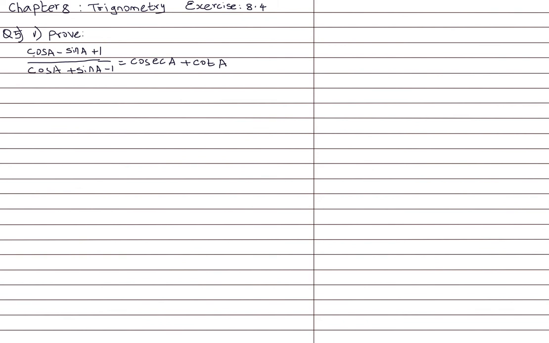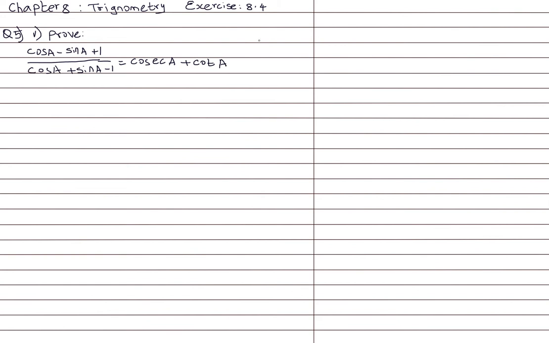In the left hand side there are only sin A, cos A like that, and in the right hand side there is cosecant A and cot A. So we have to see what we can do to match the LHS and the RHS somewhat. In the RHS we have cot. We know that cot is cos by sine.